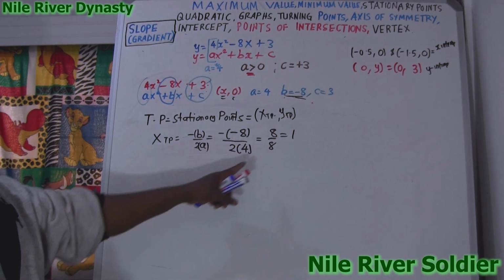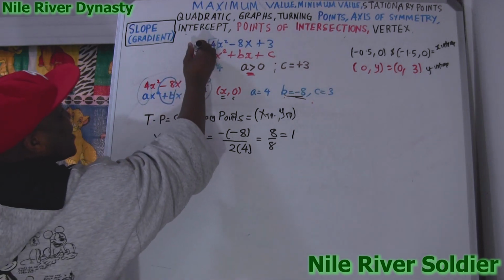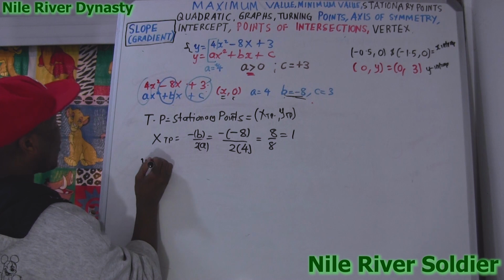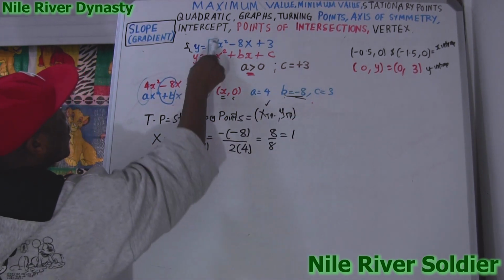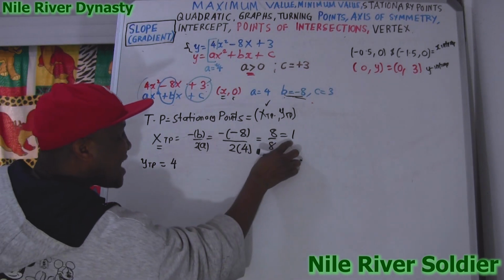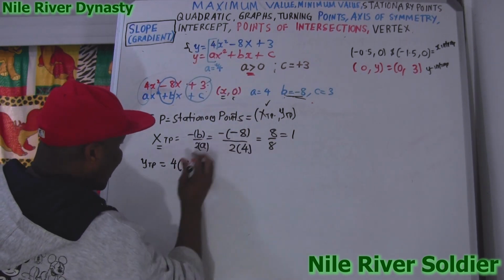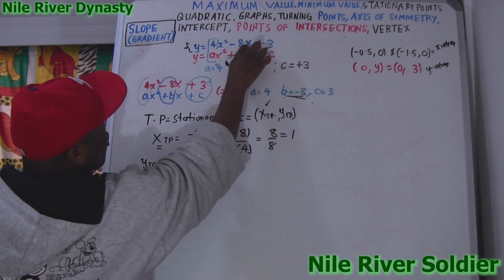So if you get this x at turning point, take this value and put it in the original question. It's going to get you y at turning point. Because we got x already, we want to get y at turning point: 4, and then take this x at turning point and put it in the position of x. It's 1, squared. Minus 8, then x equals 1 there.